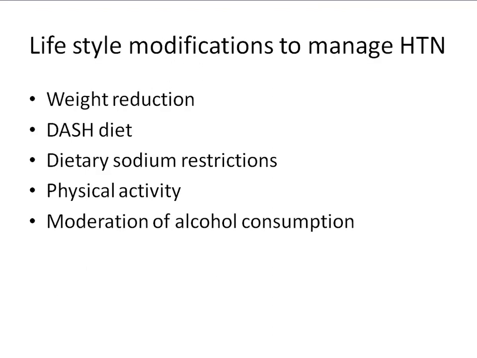Coming to lifestyle modification, which must be addressed to manage the patient: weight reduction, with weight kept within a BMI of less than 25. The DASH diet, dietary approaches to stop hypertension, which we discussed, must be advised. Dietary sodium restriction, that is, salt intake must be reduced, and potassium intake can be increased, for example banana, which is high in potassium. Some other foods also have a higher amount of potassium, and they can be advocated. And then physical activity.